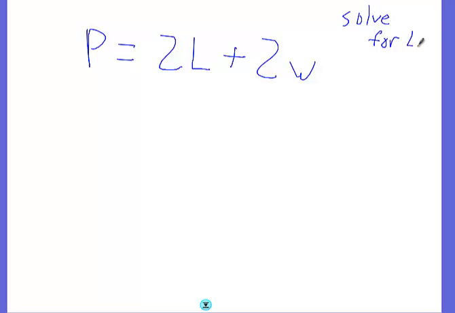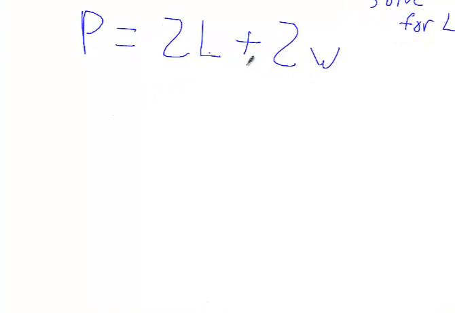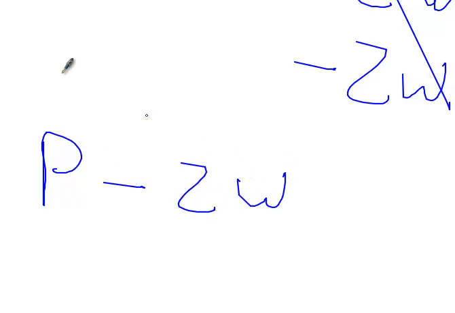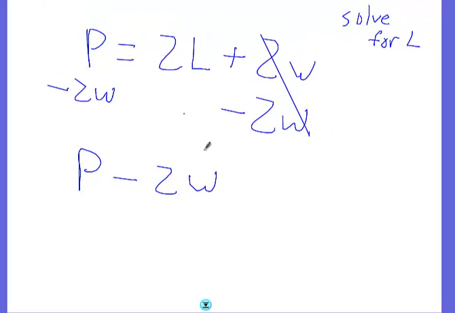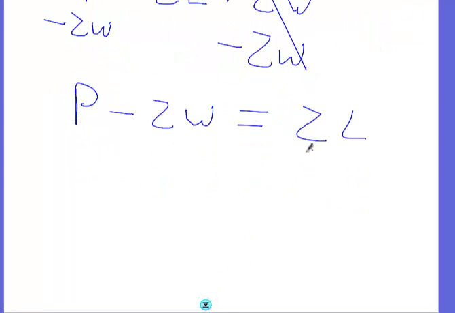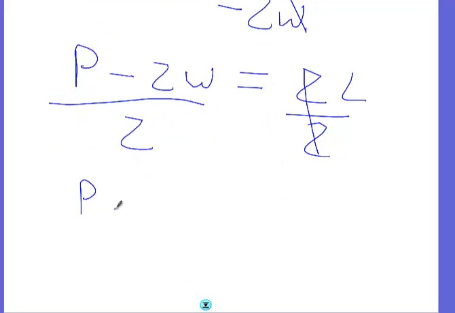for L. Again, 2L is here, so we need to subtract 2W. So we have P minus 2W, since we subtracted from both sides. Again, since P and W don't have the same variable, we can't combine like terms. So it's just P minus 2W equals 2L. All right. We want to get the L by itself, so we divide both sides by a 2. So you get P minus 2W over 2 is equal to L.